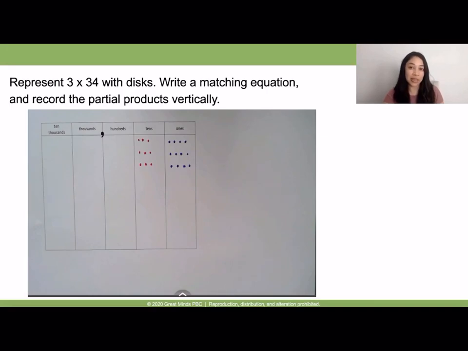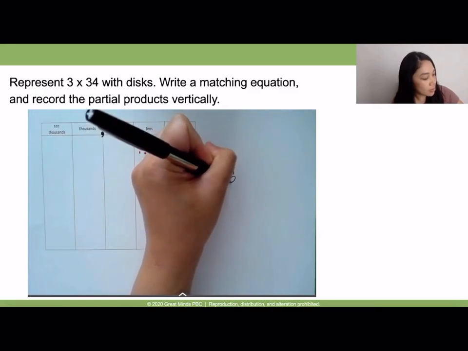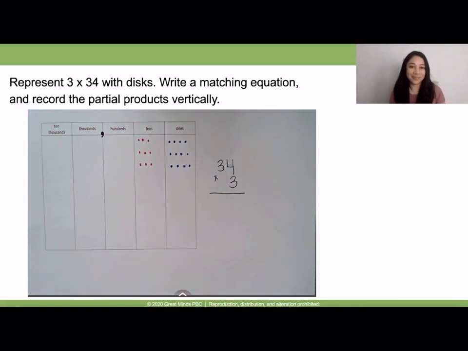Let's write the expression 3 times 34 vertically. We know through the commutative property, we can write the factors in any order. Normally, when we're multiplying vertically, we put the larger factor on top because it makes it easier for us. What is the value of the ones now? 3 times 4 ones equals 12 ones. Let's record the value of the ones.